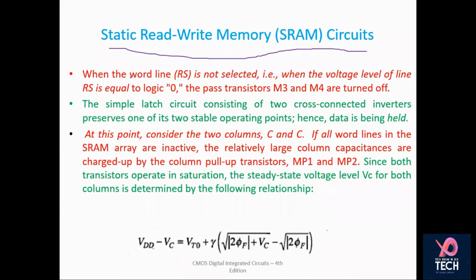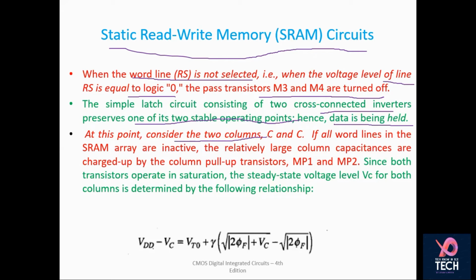These are when this is not selected. So the voltage level of the line RS is equal to 0, so these two transistors are off. The second thing is that the simple latch circuit consists of two cross-connected inverters, so they have two stable operating points and data is being held. Data does not change of its own; we have to apply certain things.